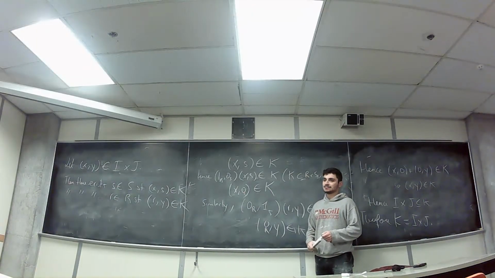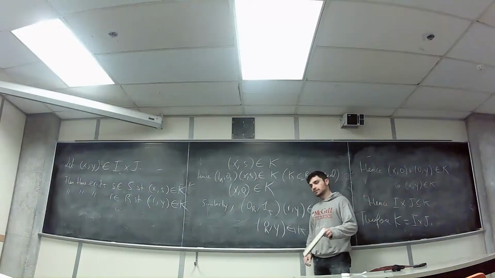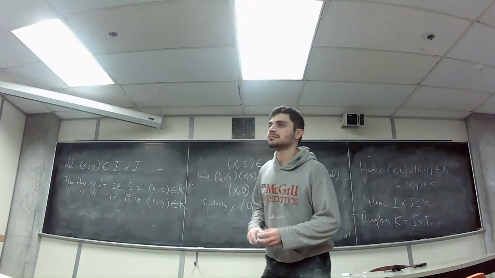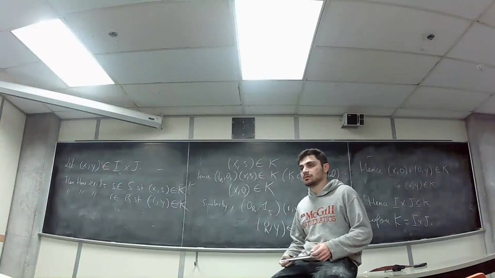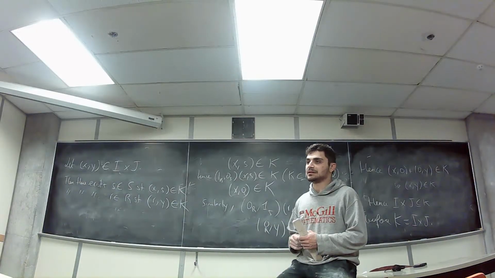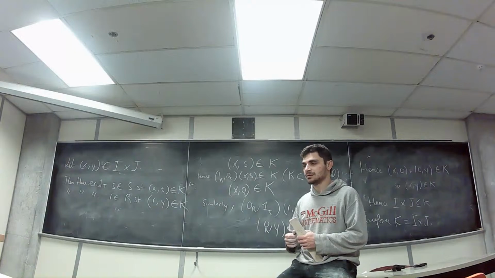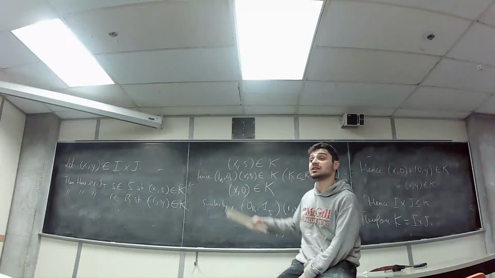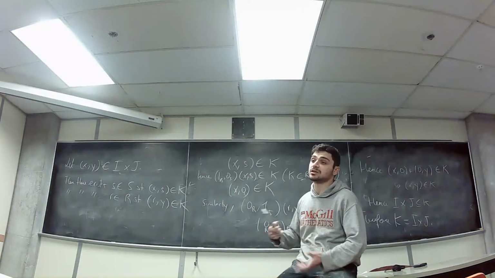Did you just prove that I cross J is an ideal of R cross S? Like you've done it that way. Sure, but even if you prove it's an ideal, then why is it equal to K? Well, two ideals are not necessarily equal. What does the question say? Let K be an ideal of R cross S. Show that K is I cross J. Exactly. So you have to show that these two sets are equal. It's not enough to show that I cross J is an ideal.